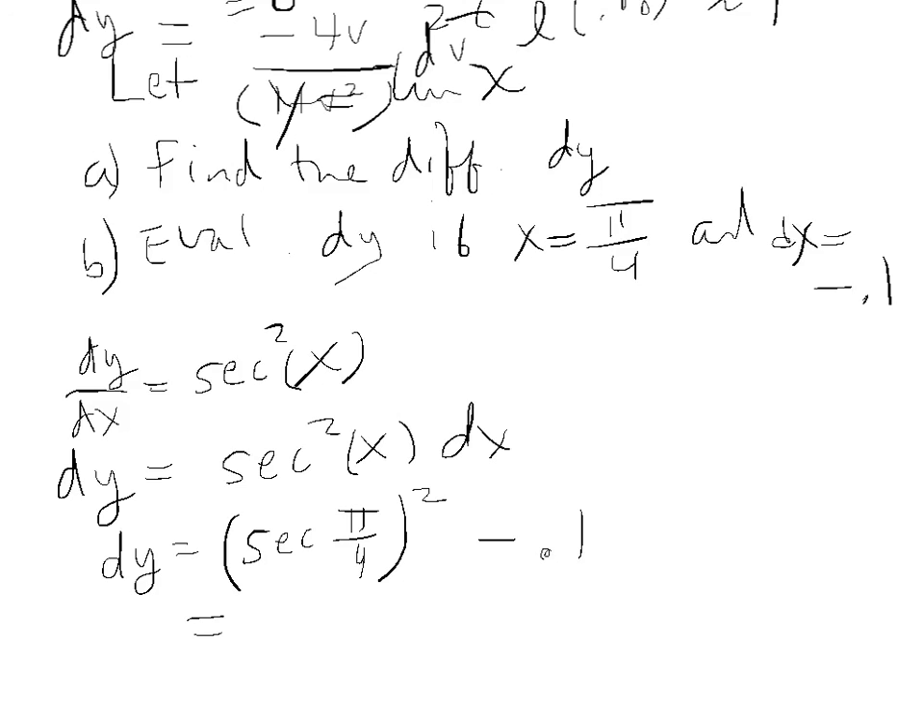So the secant of pi over 4, this should be times. The secant of pi over 4 is root 2. And you need to square that and then multiply by negative 0.1. We'll just move over here. So that would be 2 times negative 0.1. So your final answer for dy would be negative 0.2.